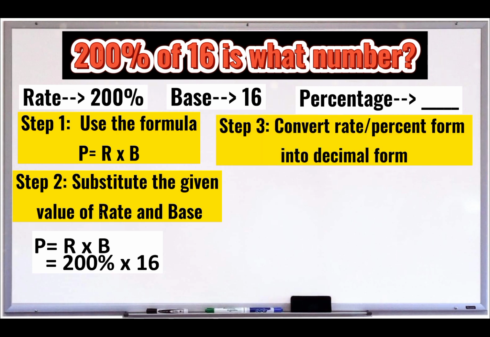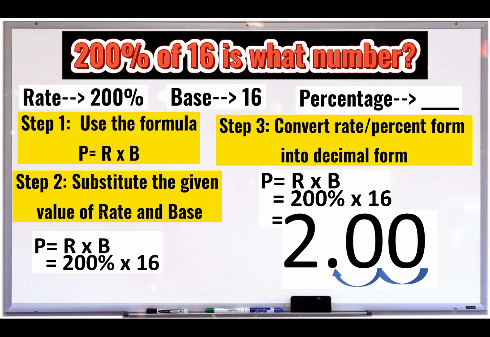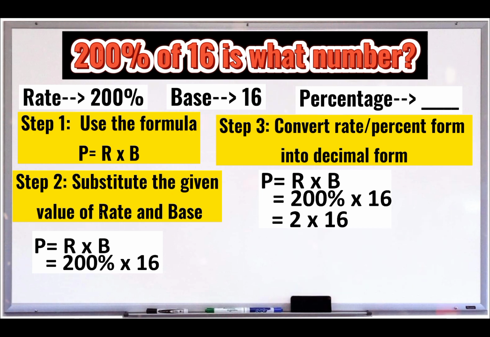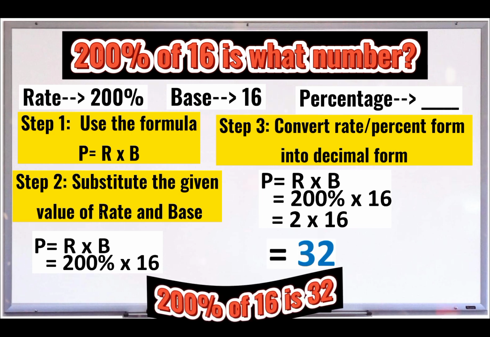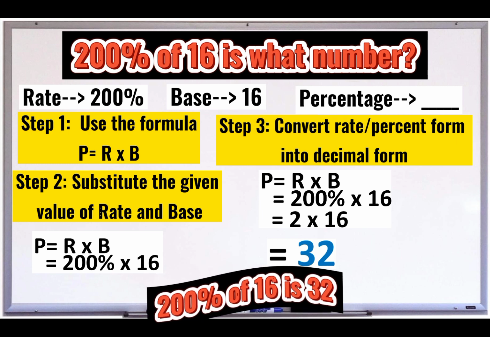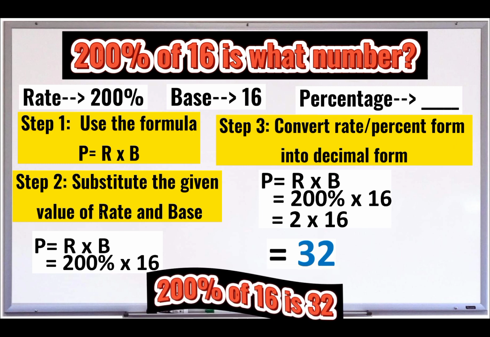After substituting the given value of rate and base, we are now going to convert the rate or percent form into decimal form. When we convert 200% into decimal form, it becomes 2. Why 2? We are just going to move 2 places to the left. And then 2 times 16 is equal to 32. Therefore, 200% of 16 is 32.